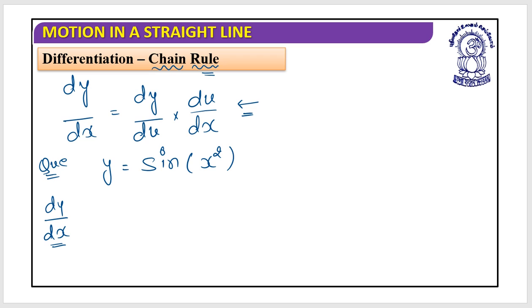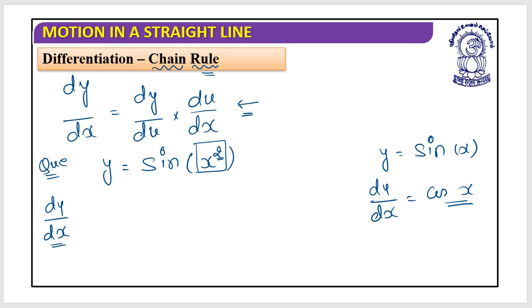Suppose I have written y is equal to sine of x, and I have been asked what is dy by dx. Your answer would be, sir, it would be cos x. Yes, but here it is x square, that is the biggest issue. So what I can do is let's assume u is equal to x square. Now my equation becomes y is equal to sine of u.